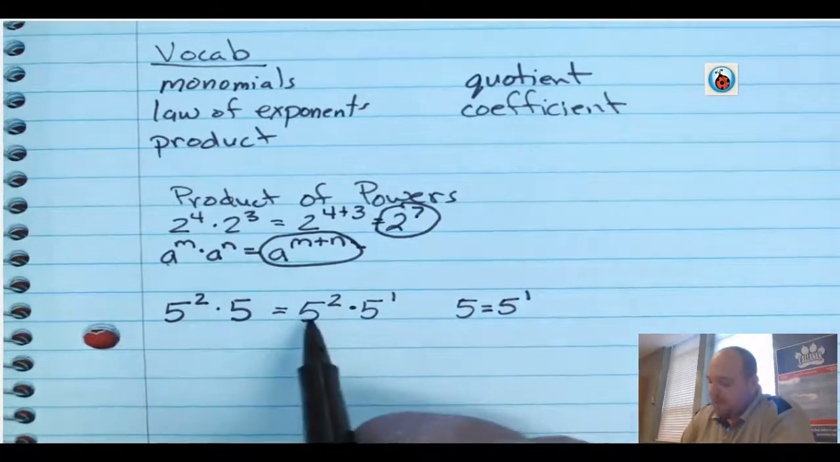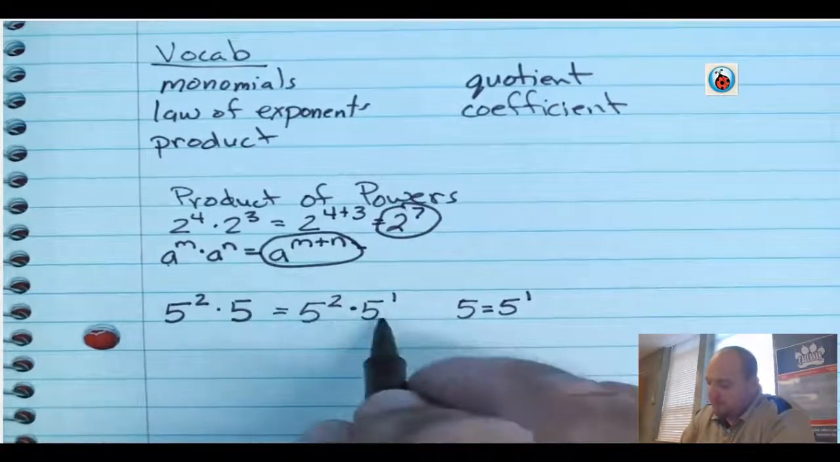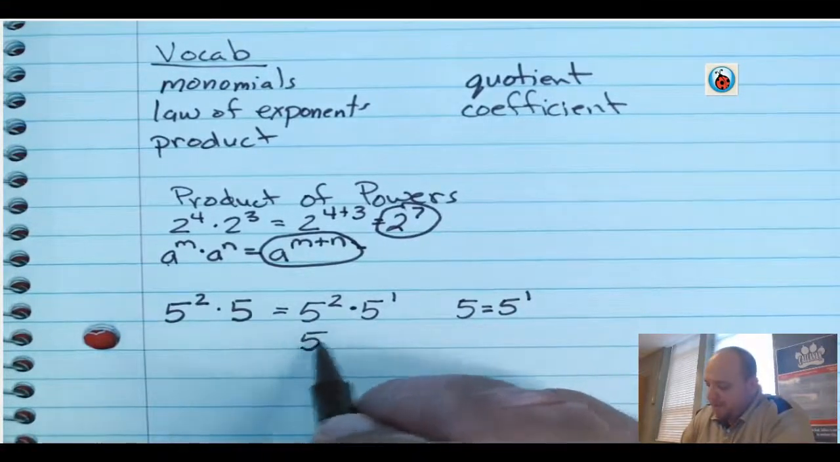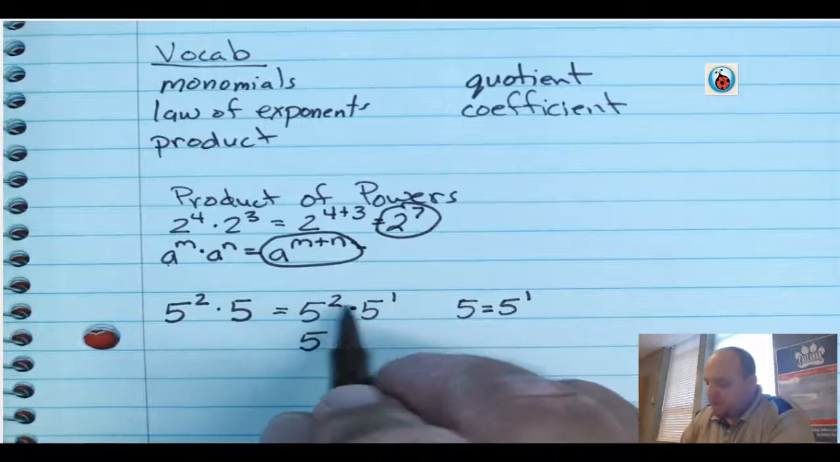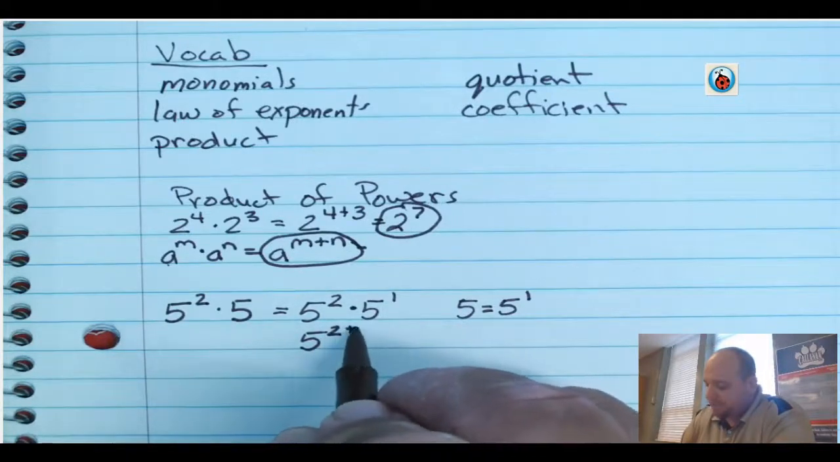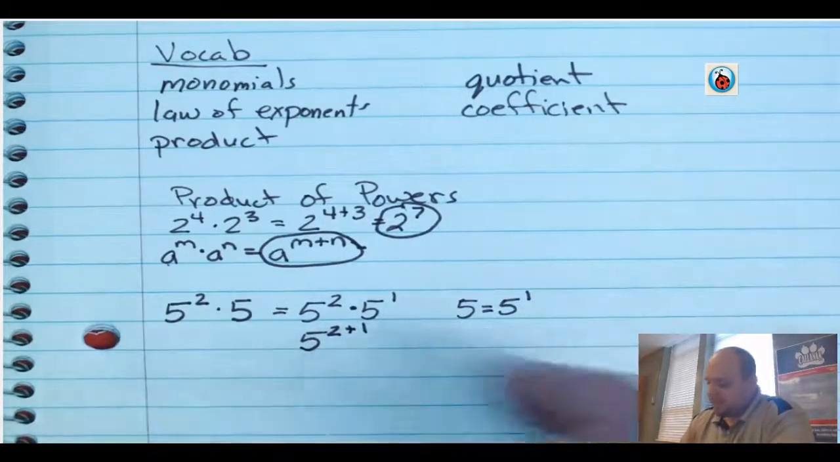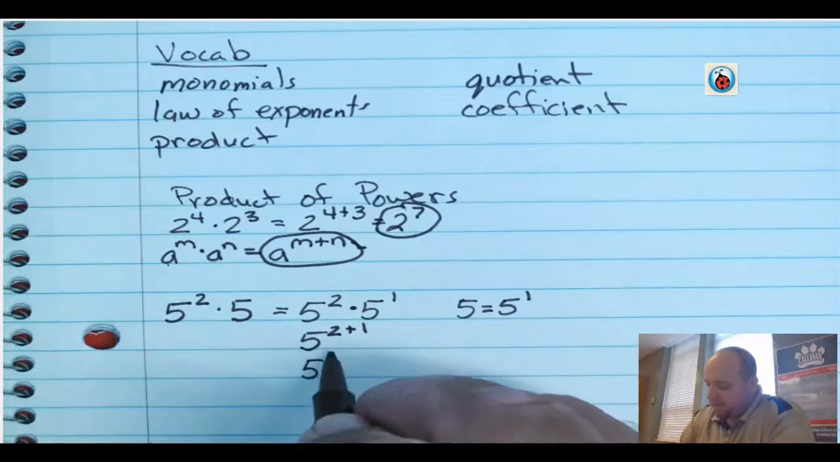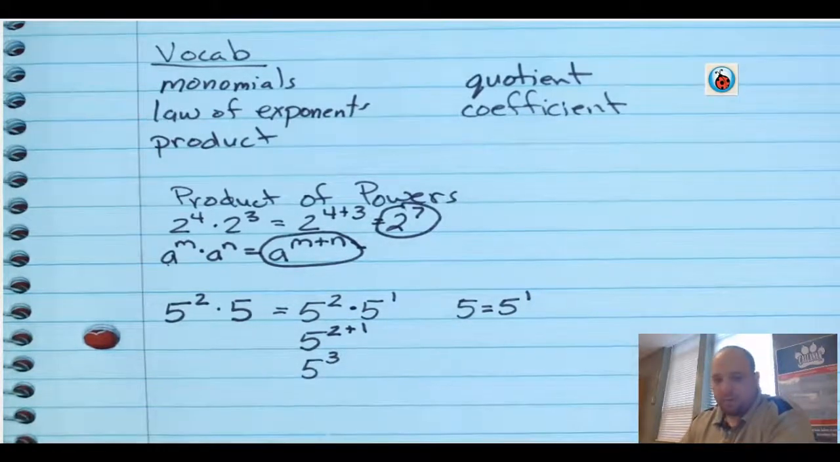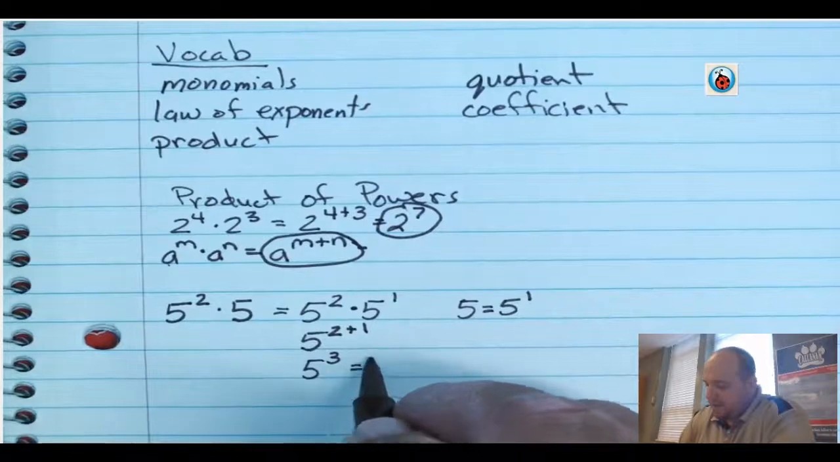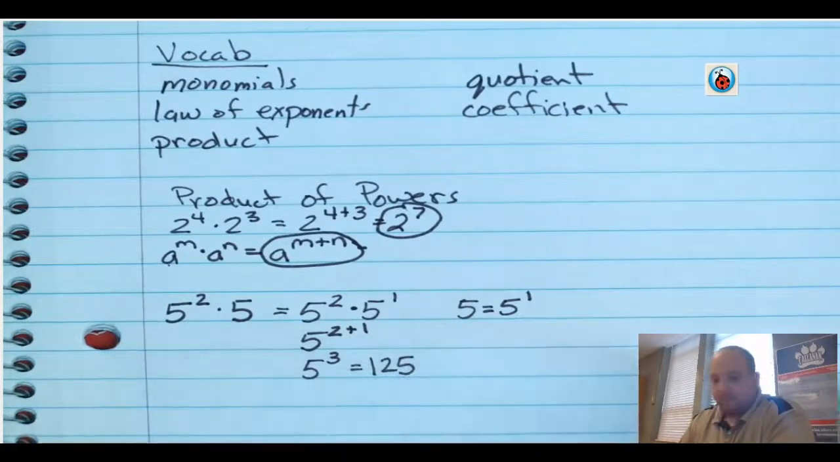Okay. So now I'm going to use my law of exponents. I have both bases of 5, so I'm going to write down 5. I'm going to take the 2 exponents of 2 and 1, and I'm going to add those together. If I take 2 plus 1, I get an answer of 3. So I have 5 to the 3rd. Again, if I evaluate that, I know that 5 to the 3rd is equal to 125.